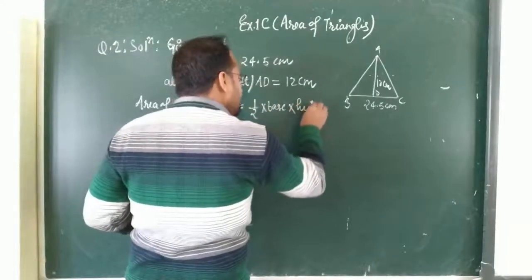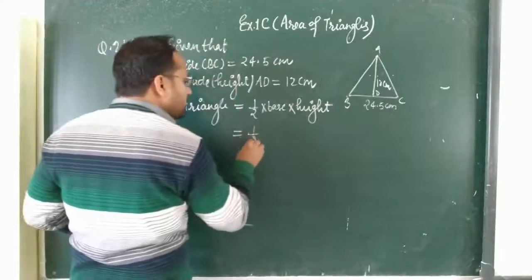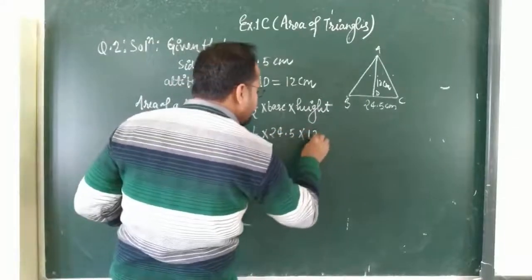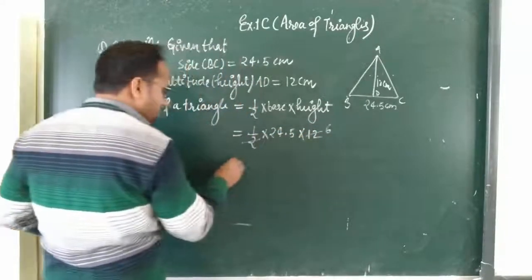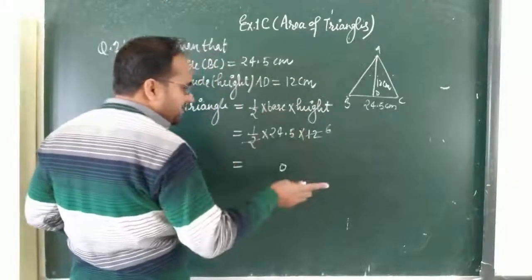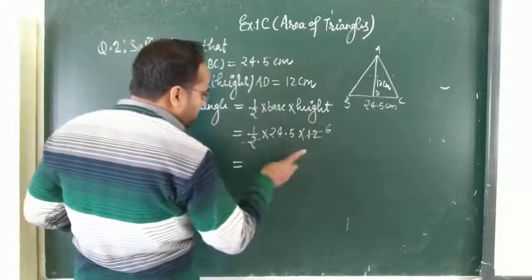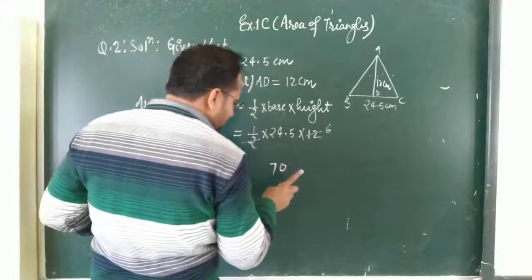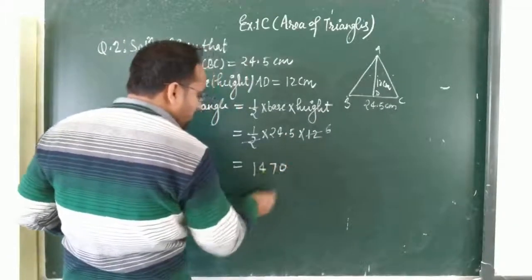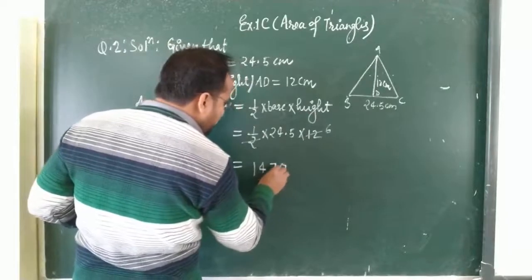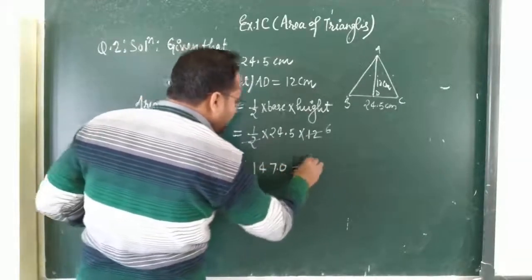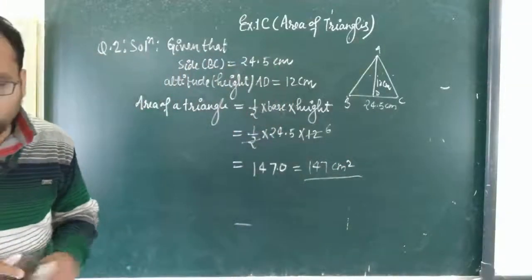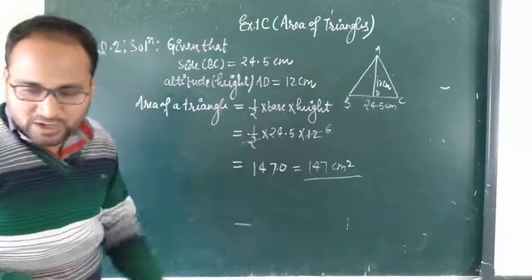Both are the same, height. So we get 1 by 2, base is 24.5, the side, and height is 12. So this cancels out, 6 multiplied by this one, 6 5s are 30, 3 carry, 6 4s are 24 plus 3 is 27, 2 carry, and then you will get 147.0, or you can write 147 centimeter square is the answer for the second, students. And same as it is, you can do the first one also.